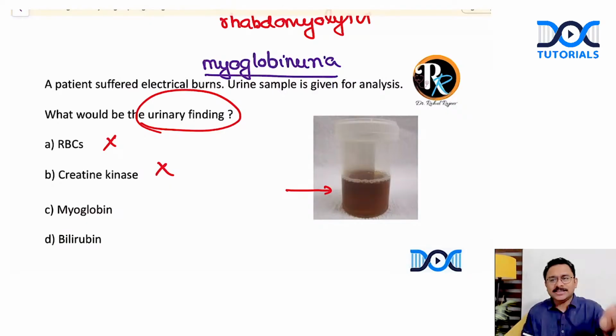So creatine kinase is elevated in the blood, not in urine. Myoglobin, absolutely right. You will have myoglobinuria. Bilirubin, again, wrong answer. So my answer is going to be option C.